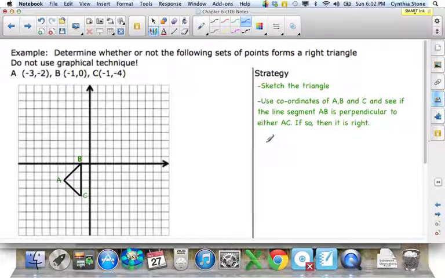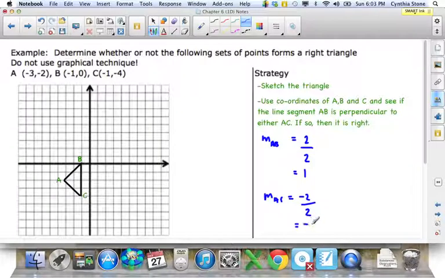Well, I find the slope. So find the slope of AB. And think rise and run. So the rise is 2 and the run is 2, so it's 1. The slope of AC is, the rise is -2, and the run is 2, equals -1.